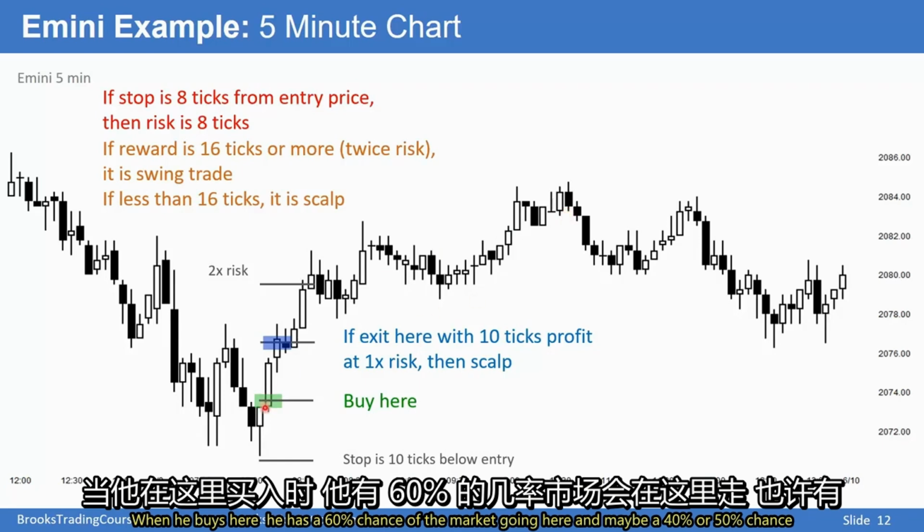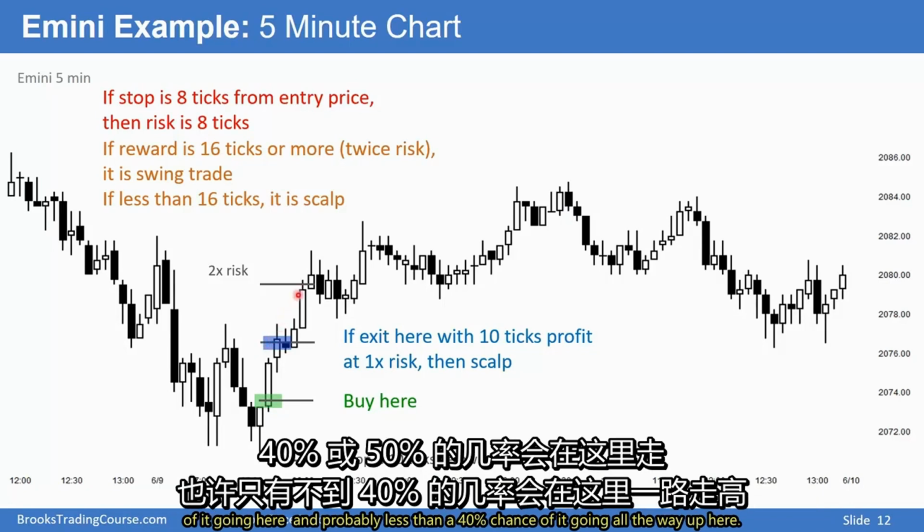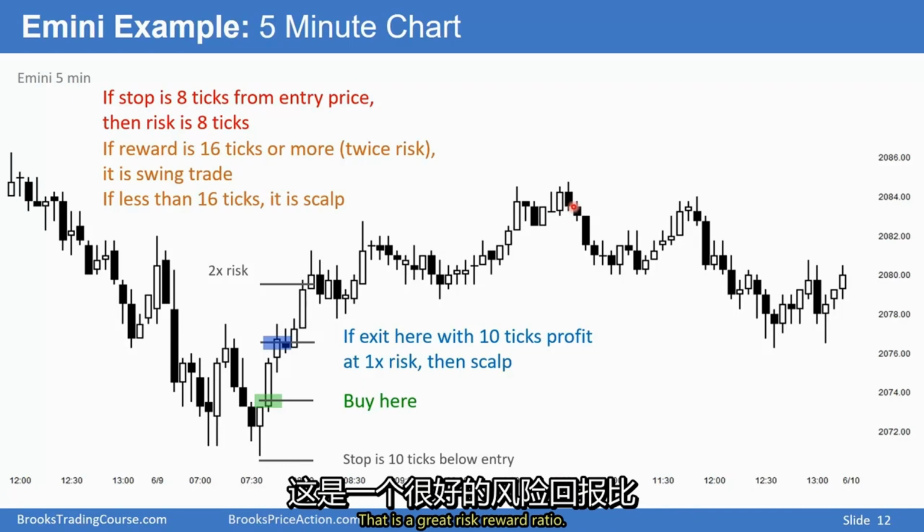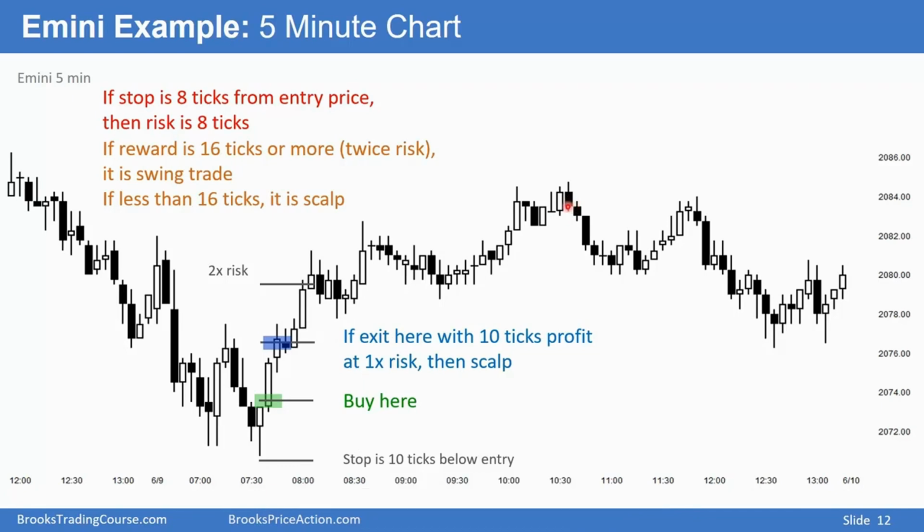When he buys here, he has a 60% chance of the market going here, and maybe a 40 or 50% chance of it going here, and probably less than a 40% chance of it going all the way up here. If it does, this is 3 or 4 times his risk. That is a great risk-reward ratio.